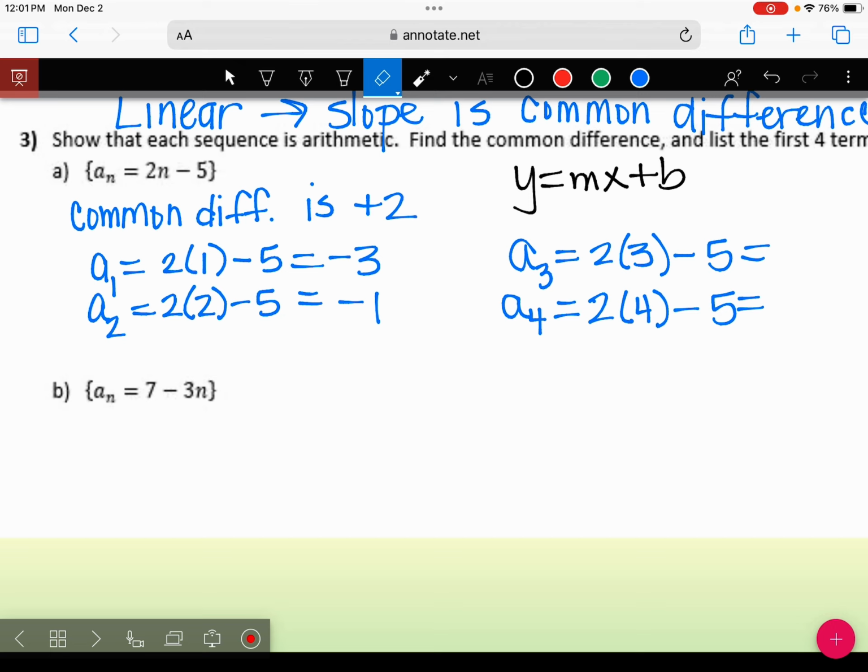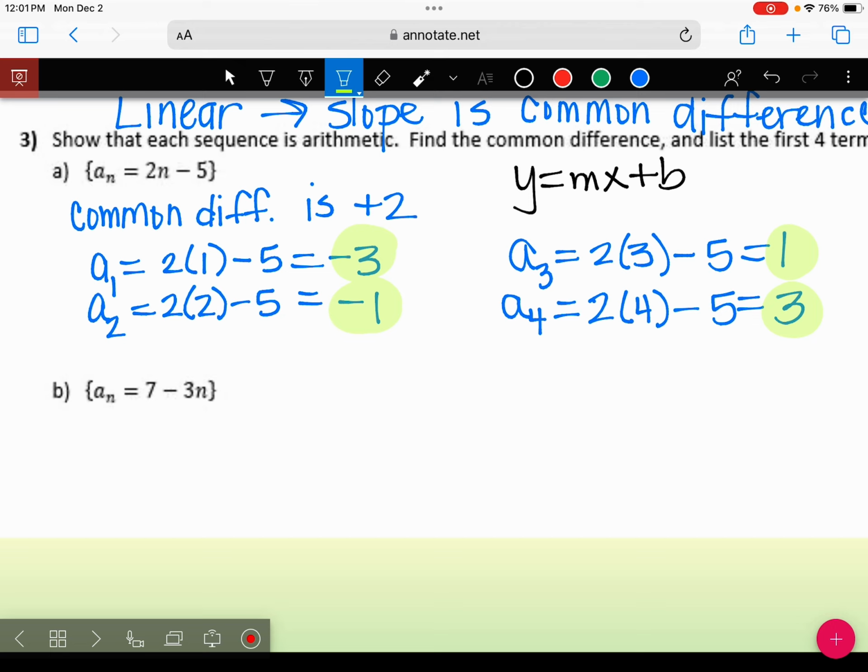So what would be my next one? So 2 times 3 is 6. 6 minus 5 is 1. 2 times 4 is 8. 8 minus 5 is 3. So who had these first? These are your first 4 numbers.